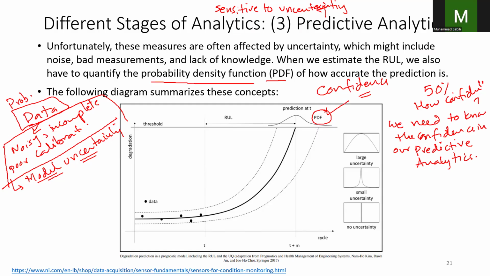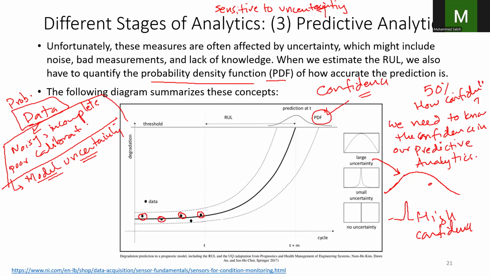So a narrow PDF indicates high confidence. If the PDF is like here, this is very high and very narrow, so this one is high confidence. But if it is spreading like this one, this is large uncertainty. If we have a good number of values coming to the same point or similar, this is the high confidence.